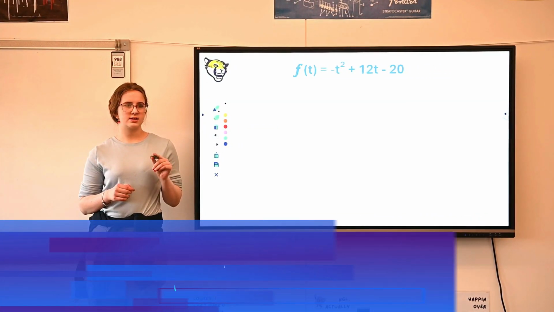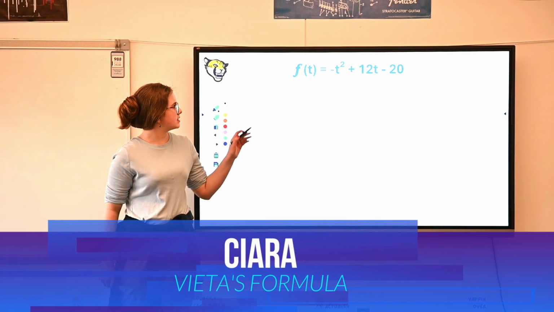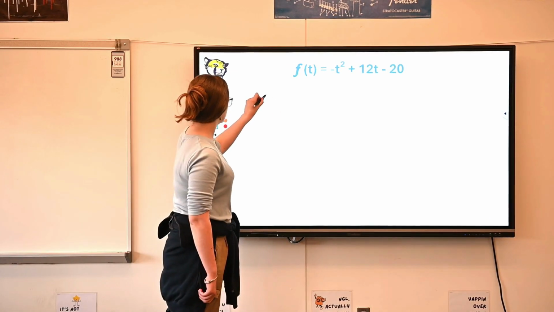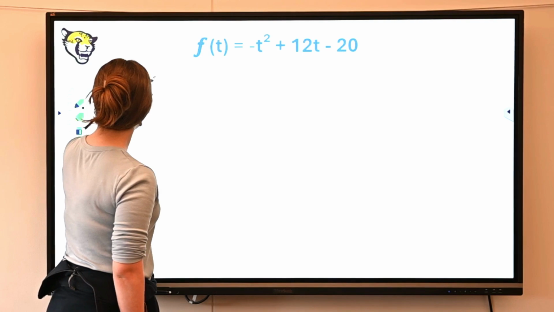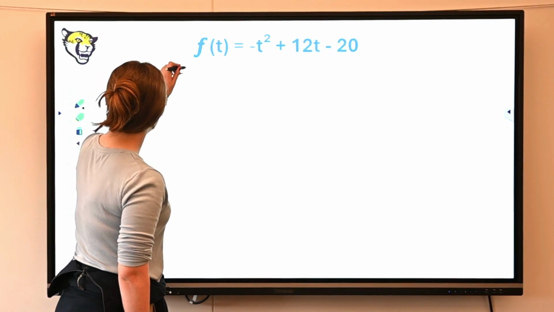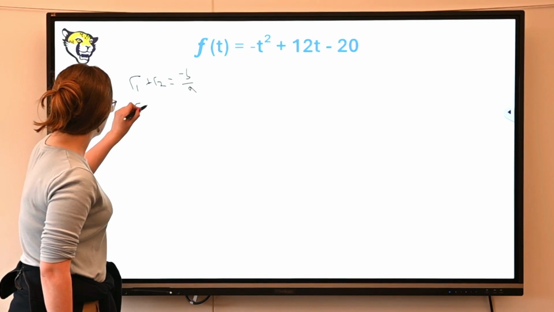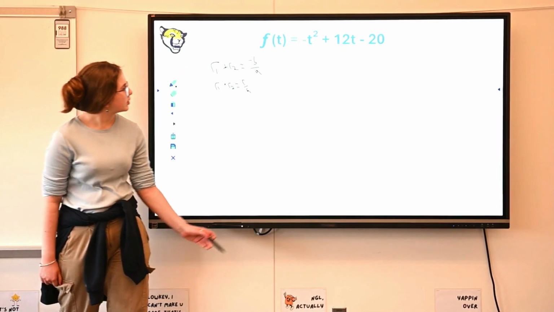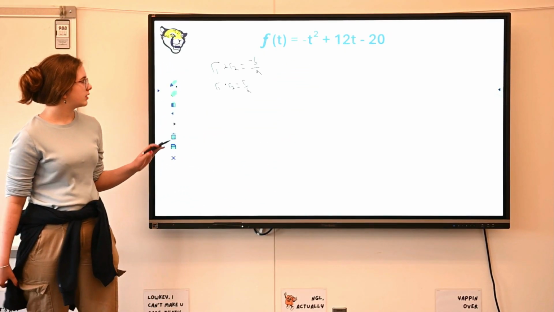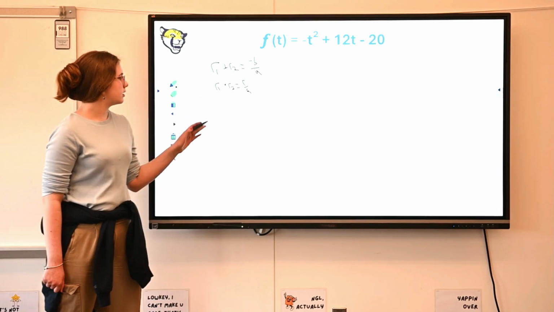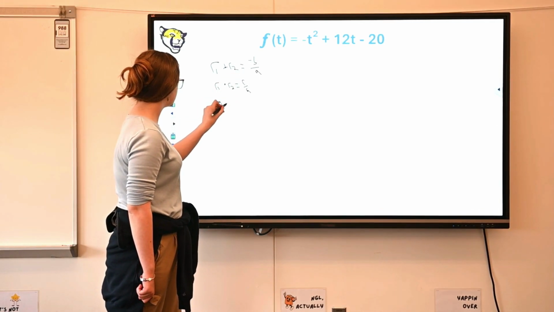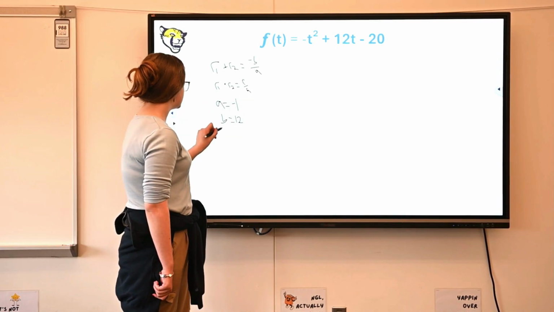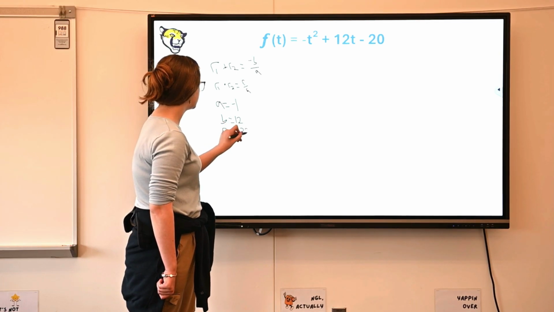Vieta's formula tells us that in a quadratic equation at² + bt + c = 0, the roots r1 + r2 = -b/a, and r1 times r2 = c/a. For our Frisbee equation that Ariash wrote, we need to find what a, b, and c are. So a = -1, b = 12, and c = -20.